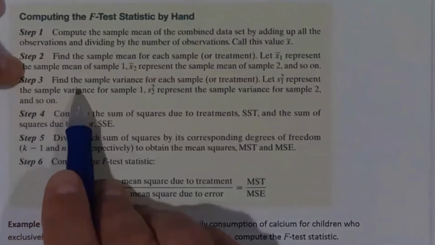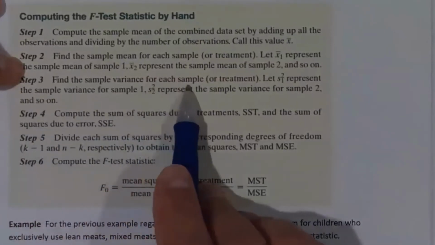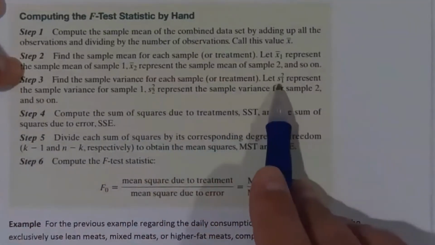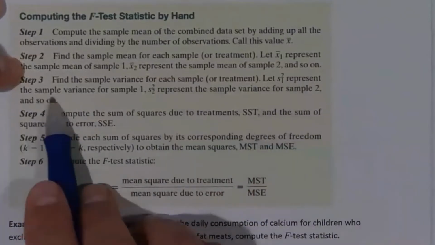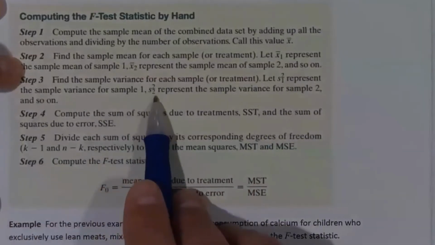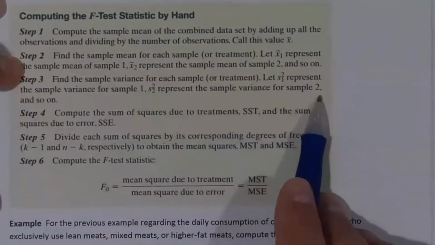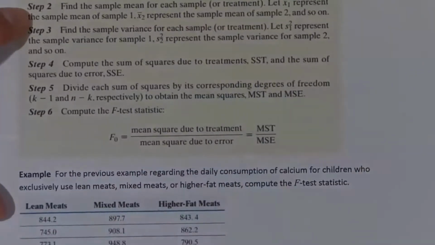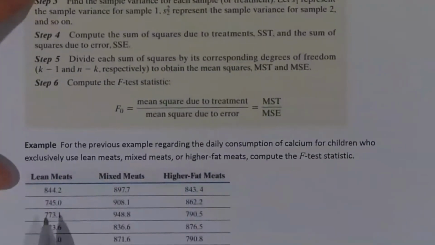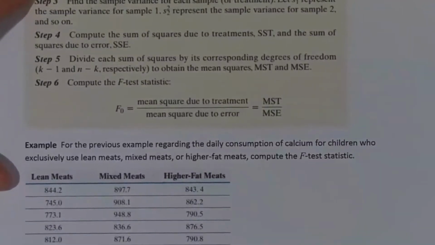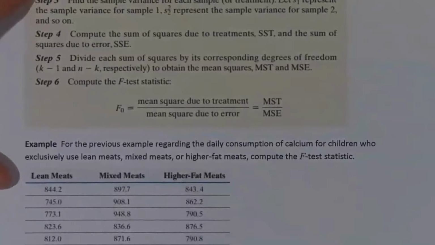Step 3, find the sample variances for each sample or treatment. So S1 squared represents the sample variance for sample 1. S2 squared represents the sample variance for sample 2, and so on. So again, if I take the sample variance of the lean meats, the sample variance of the mixed meats, and the sample variance of the high fat meats, that would be S1 squared, S2 squared, and S3 squared.